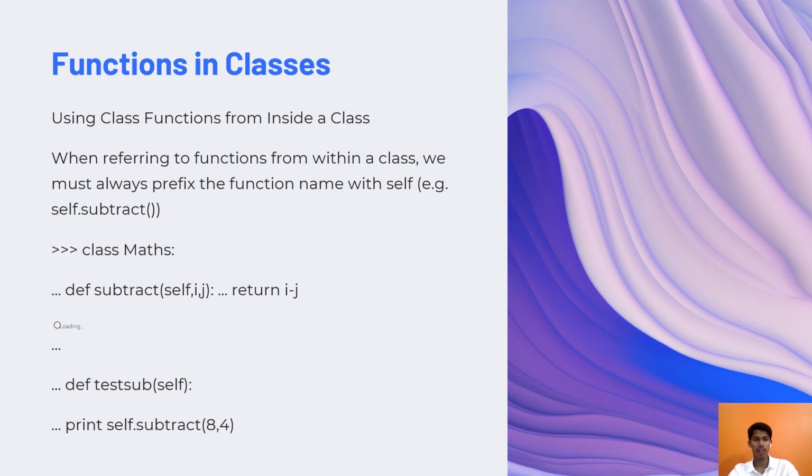Class maths: def subtract(self, i, j): return i minus j. Then def test_sub(self): print(self.subtract(8, 4)). So this is a different method, used when we are calling a function inside a class. We have to define the syntax like this, and when you are using it outside a class, then we use the previous method as we have seen.